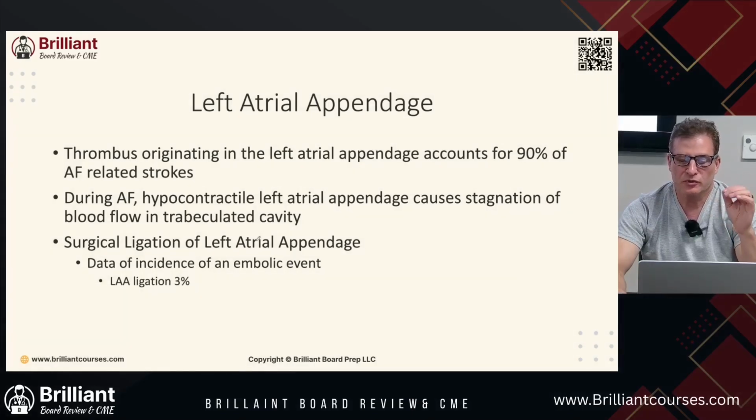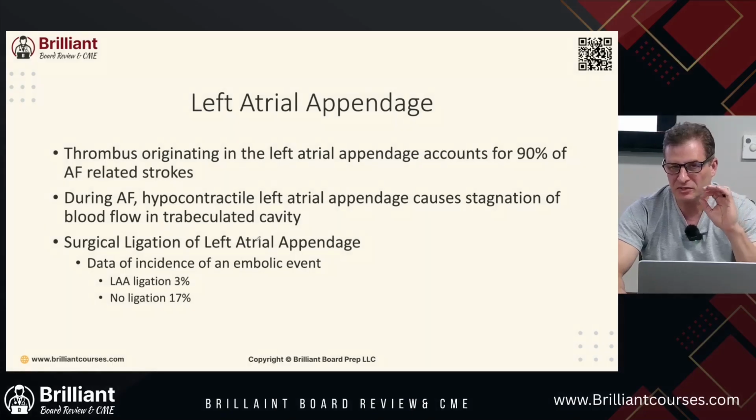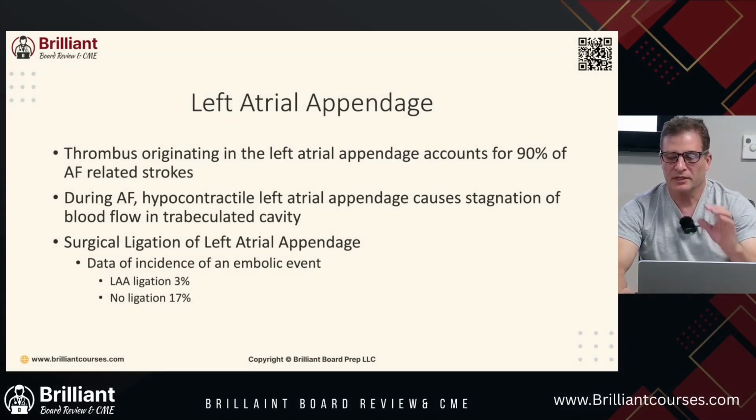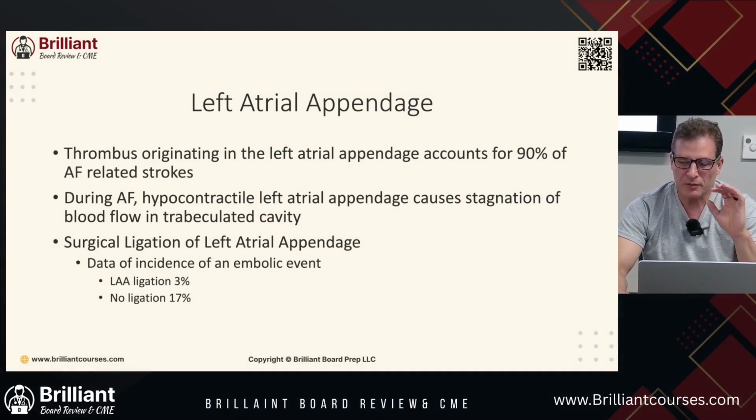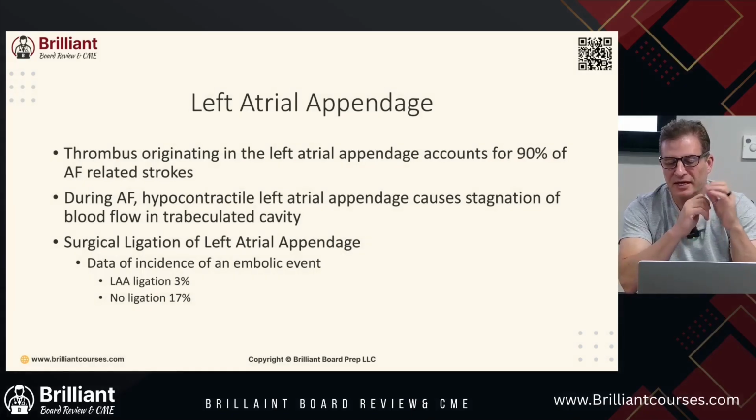So you reduce your clots. If you take out the left atrial appendage, either block it or remove it, you have about 3% embolic events, versus if you don't do any ligation, you can have 17%. So it can be a big difference. Now, does that mean ligation is perfect? No. The left atrial appendage is very important because it's the predominant site of atrial thrombus in patients with atrial fibrillation, accounting for the majority of cardiac emboli in this population. It's due to blood stasis and reduced contractility in the appendage during atrial fibrillation.